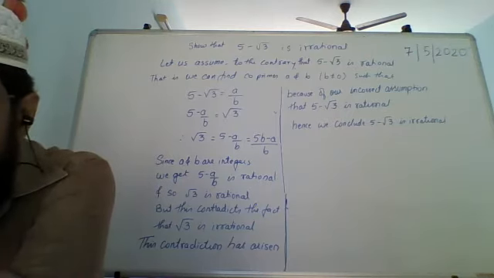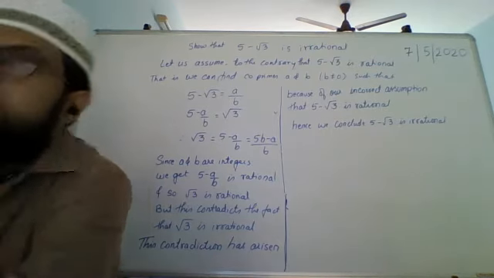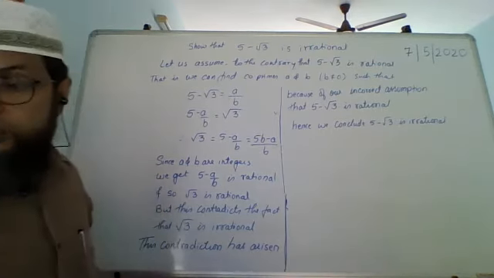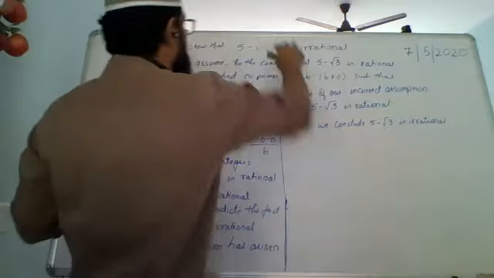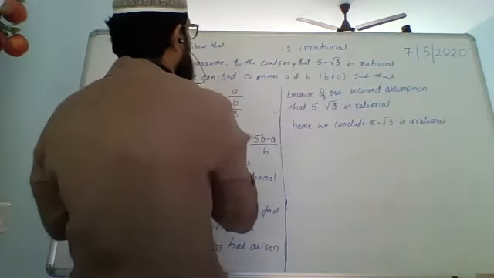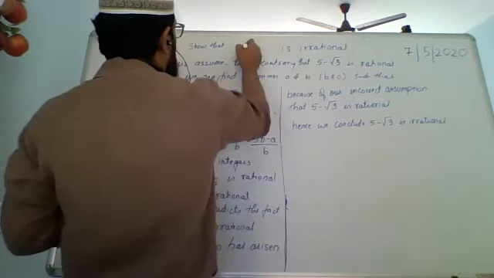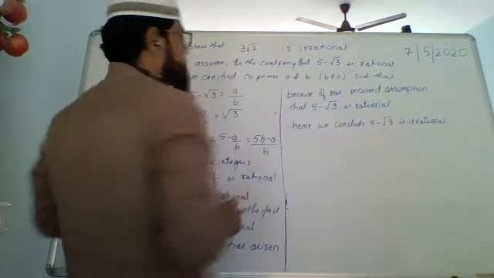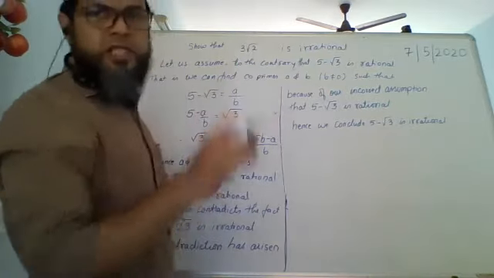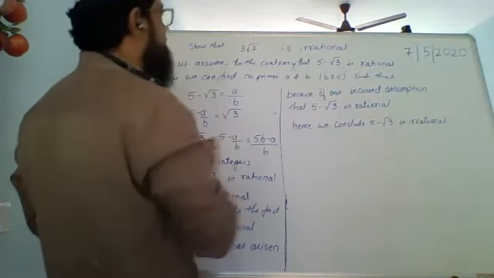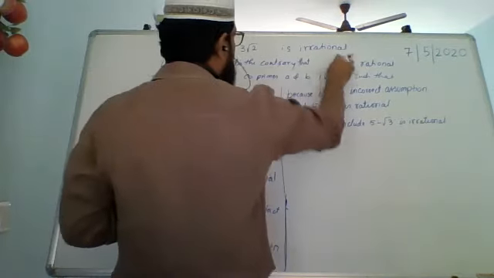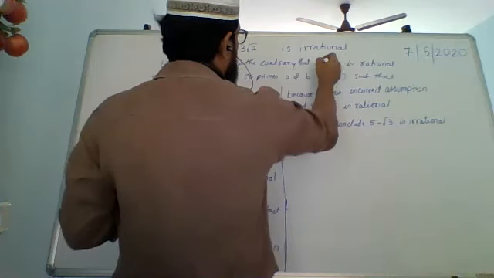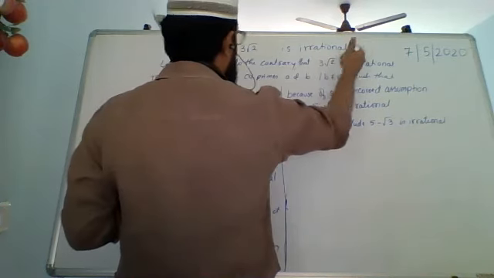So now let's look at another example. Now instead of plus or minus, supposing they ask us to prove or show that 3 root 2 is irrational. Same steps, same logic. Let us assume to the contrary that 3 root 2 is rational.